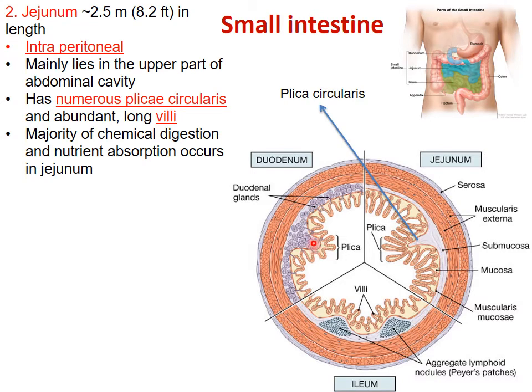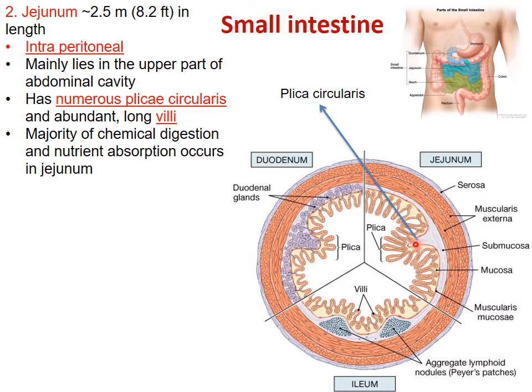Below the mucosa, in the submucosa, this area, there is an abundant glandular tissue. That is called Brunner's gland, the duodenal glands, right? Now this is for the duodenum. The jejunum doesn't have Brunner's glands, right?